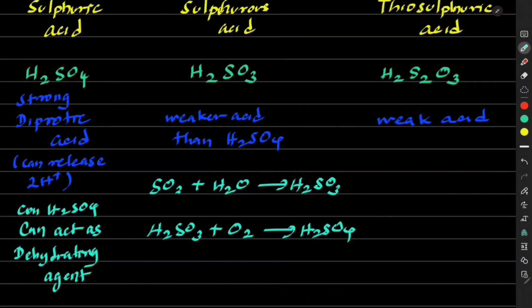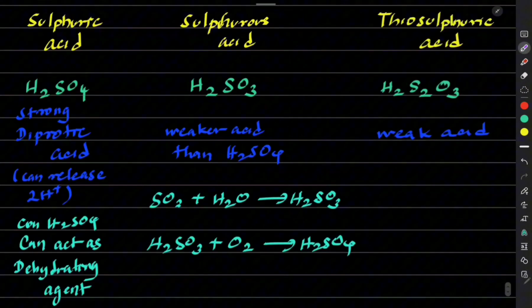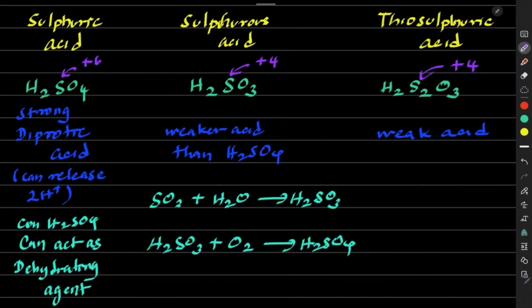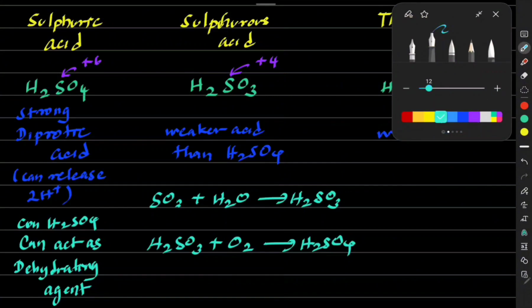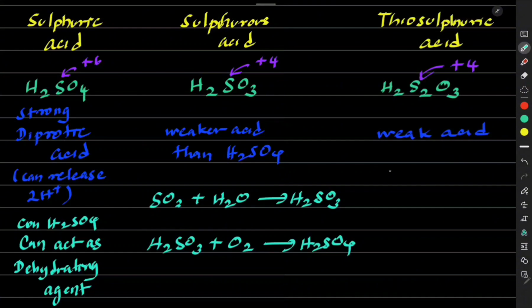What are the oxidation states of these sulfurs? I'll write it here. This sulfur is in the plus 6 oxidation state. This sulfur plus 4 oxidation state. This sulfur also plus 4 oxidation state. Okay, now let's look at thiosulfuric acid. Only the salts of thiosulfuric acid, S2O3 2 minus, are stable.